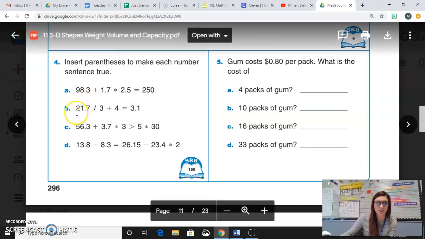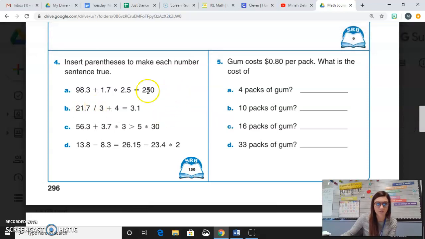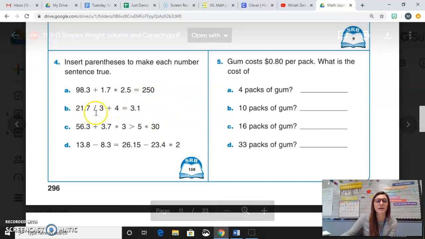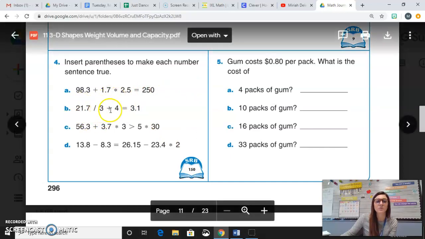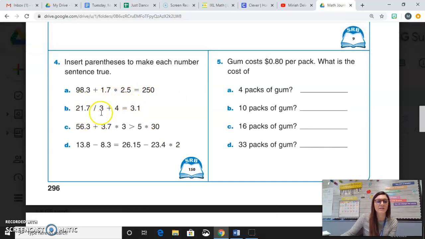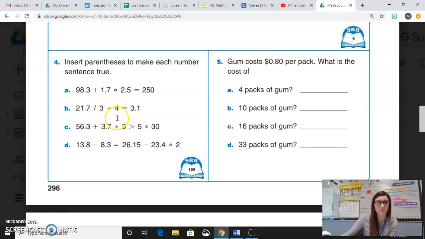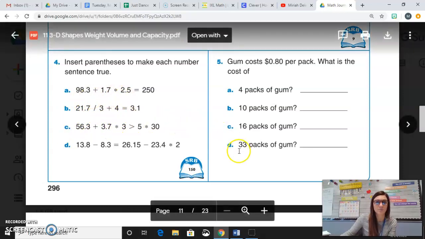So what you're going to do here, you have 21.7 divided by 3. Remember to just forget about that decimal for a second. So what you're going to do is 217 divided by 3. You're going to have to write that out somewhere and show your work. And then you're going to figure out, okay, whatever that equals plus 4, is it 3.1? If not, then you're going to have to take 217, remember, forget about that decimal, divided by maybe 3 plus 4, so 7. You've got to try to figure it out.